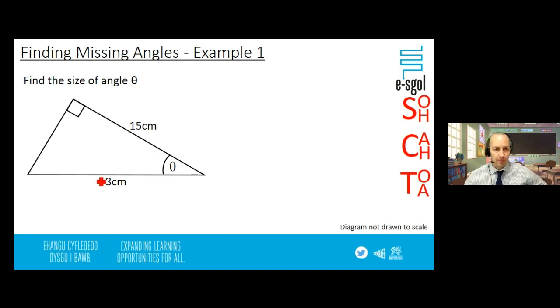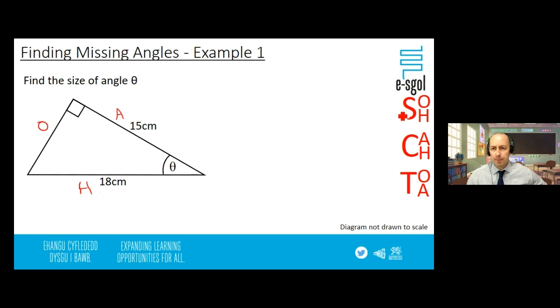Okay, so I'll go through the steps. So I'm going to label my sides. This is my hypotenuse. Okay, so that's the hypotenuse. There's theta, which is the angle we're looking for. Opposite that is going to be the opposite side. And then the other one, which is next to the angle, is my adjacent.